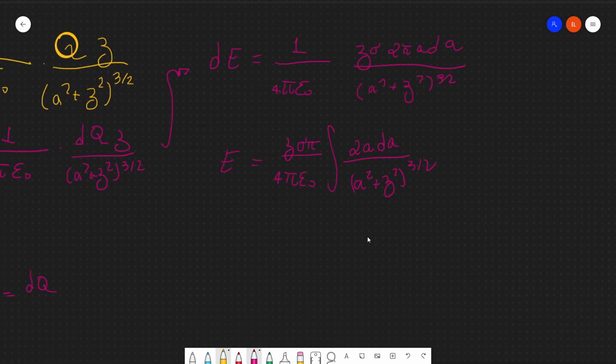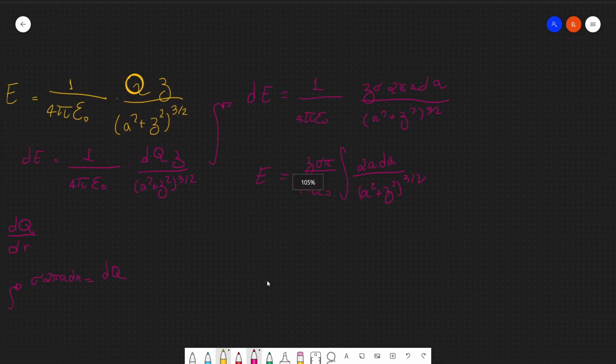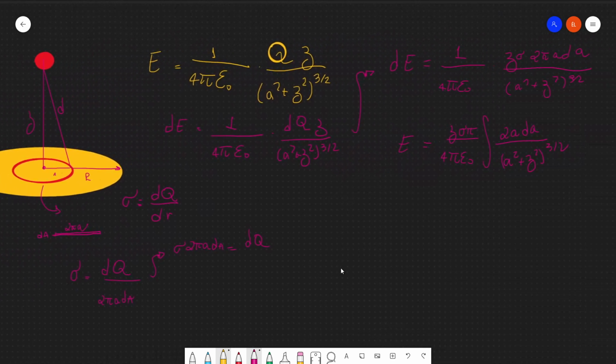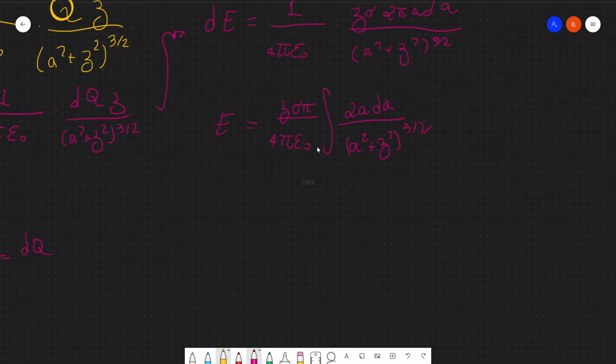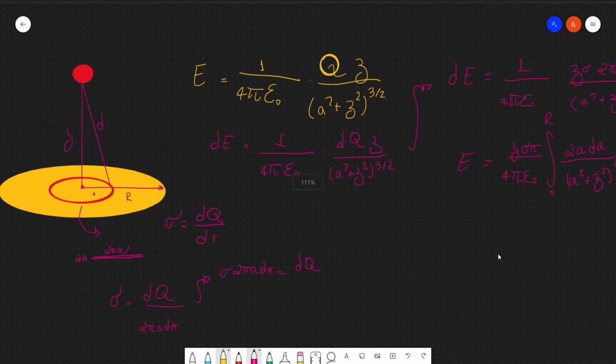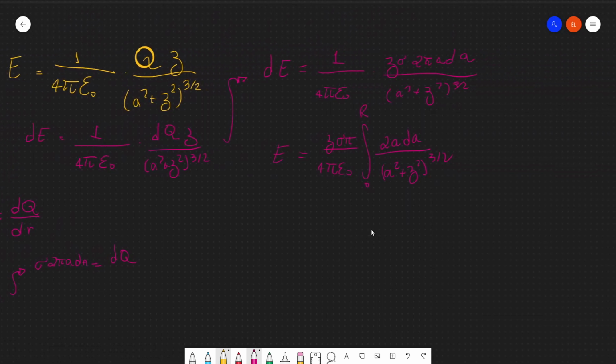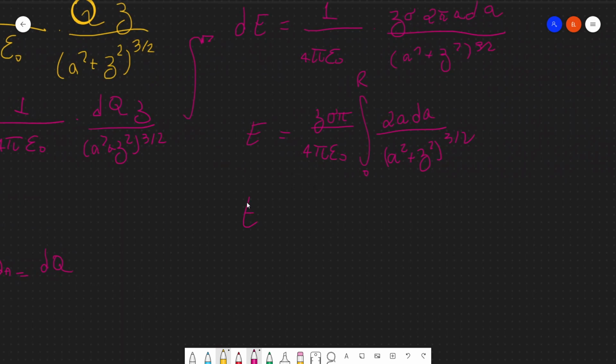Let me just tell you something real quick. Since we're summing up a lot of really thin rings, we can say we're calculating from 0 to R. So this is capital R, because this is a definite integral. We're summing every single ring from 0 all the way to R, okay? So it's a definite integral. So E equals Z sigma pi over 4 pi epsilon-0.